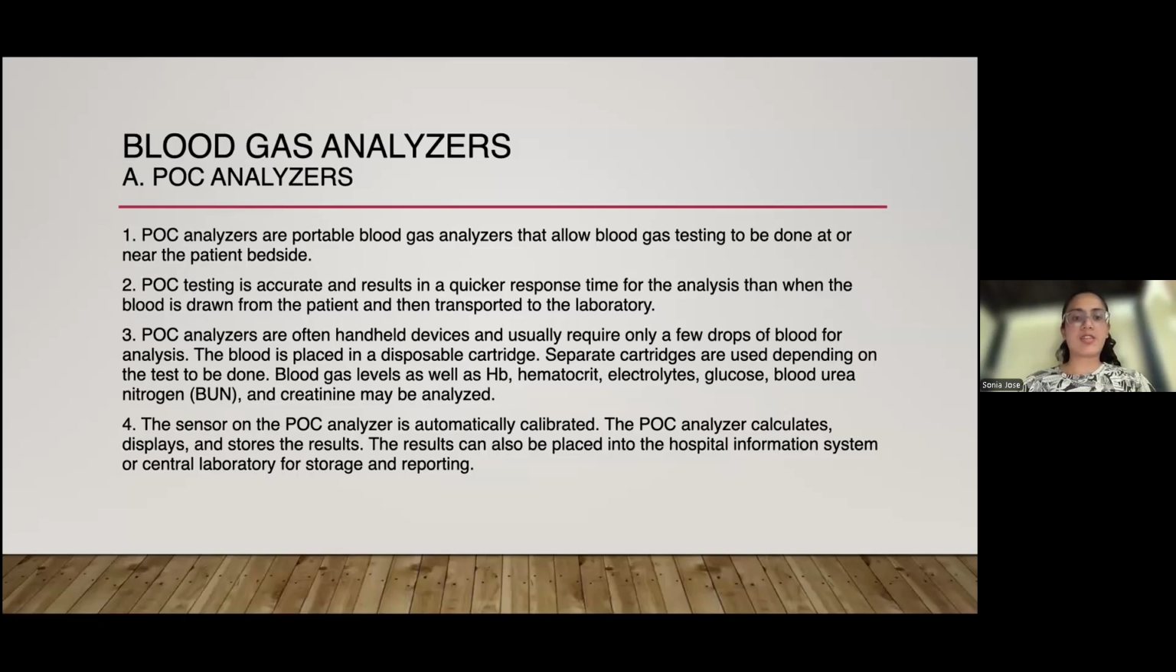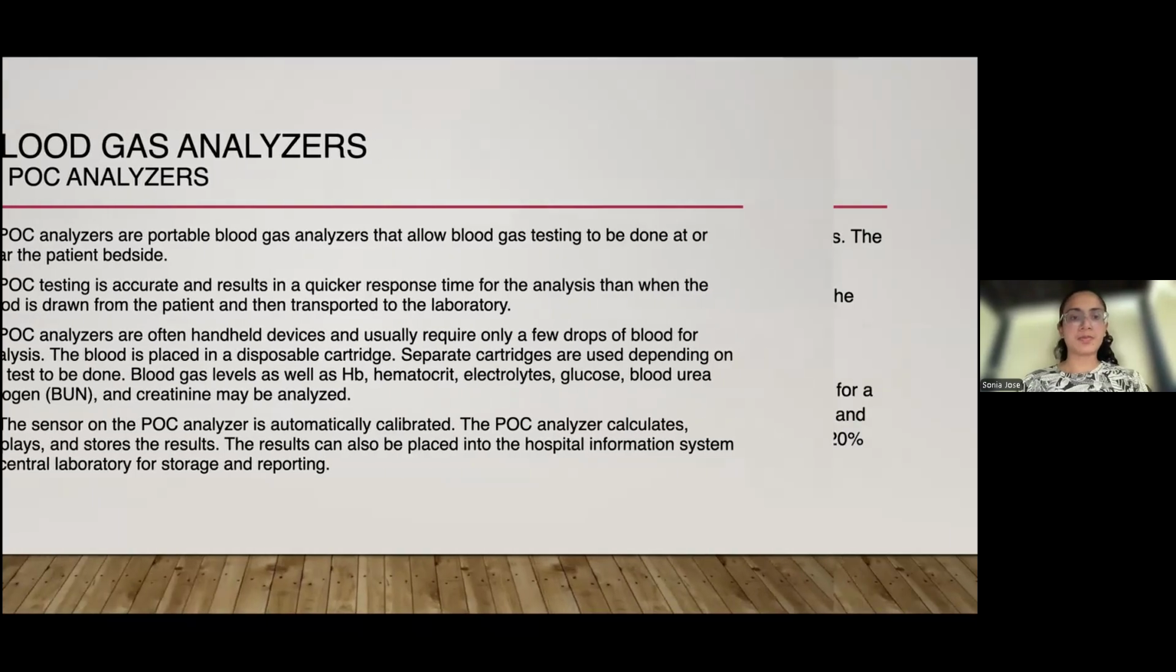POC analyzers are often handheld devices and usually require only a few drops of blood for analysis. The blood is placed in a disposable cartridge. Separate cartridges are used depending on the test to be done. Blood gas levels as well as Hb, hematocrit, electrolytes, glucose, blood urea nitrogen, and creatinine may be analyzed. The sensors on the POC analyzer are automatically calibrated. The POC analyzer calculates, displays, and stores the result. The result can be placed into the hospital information system or central laboratory for storage and reporting.